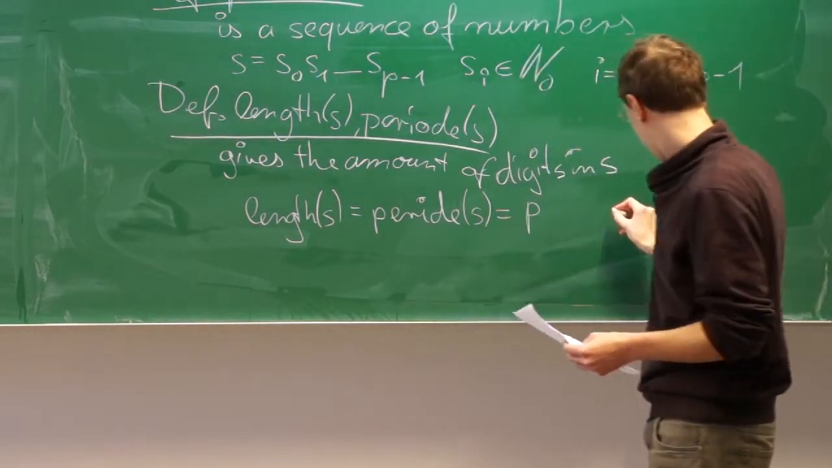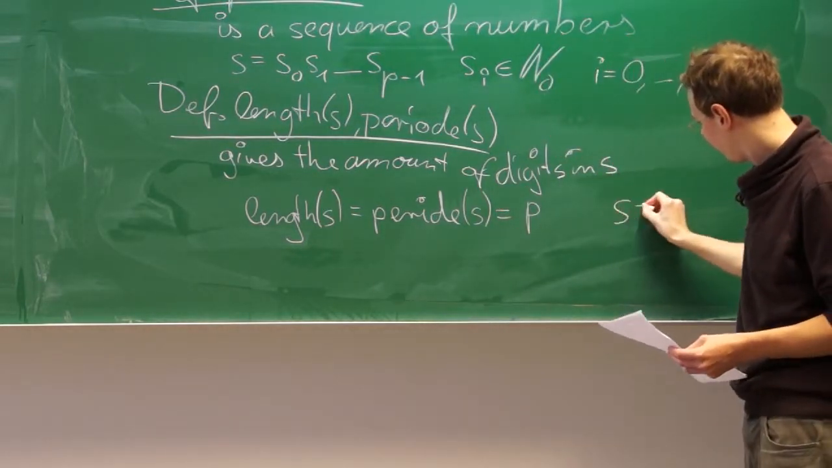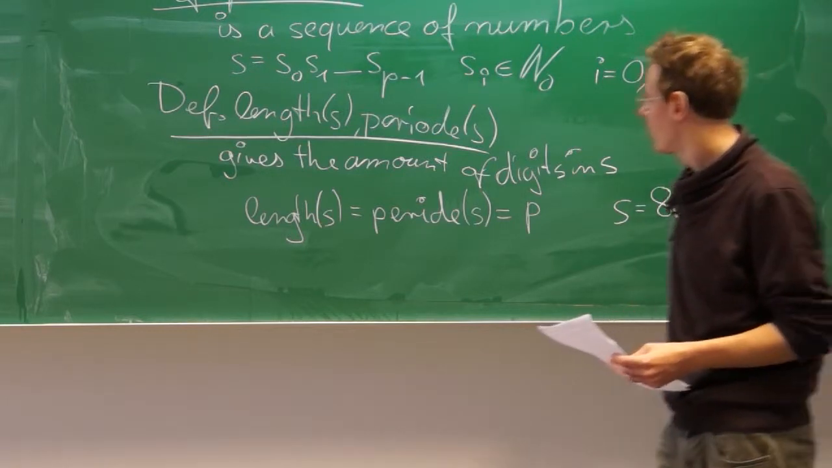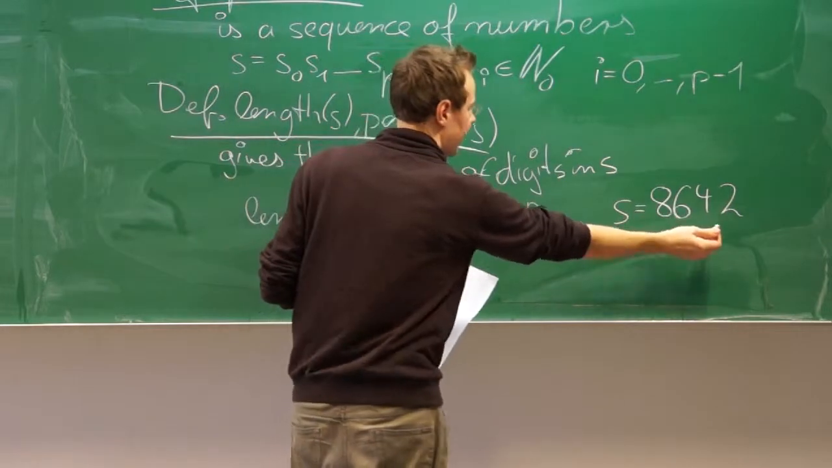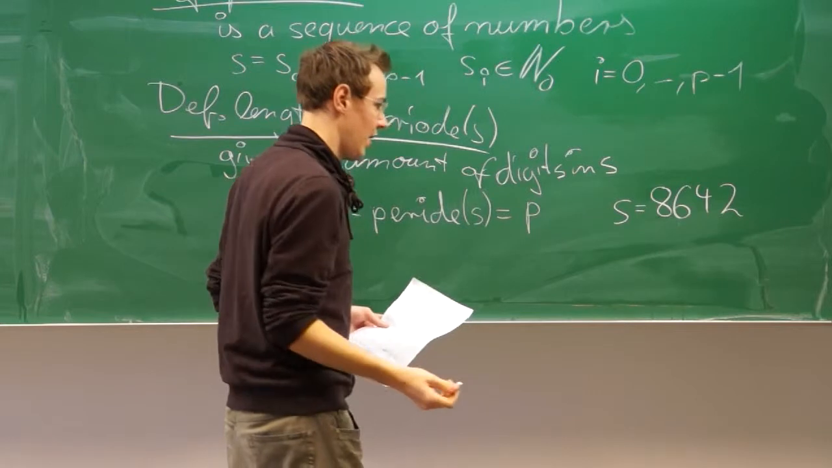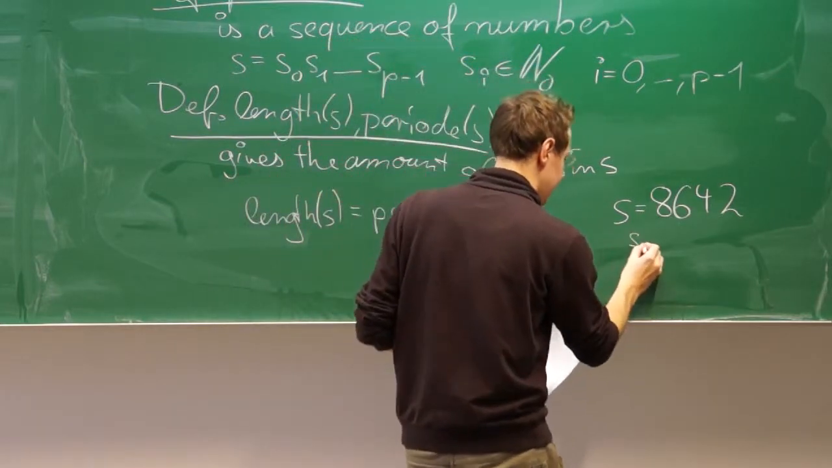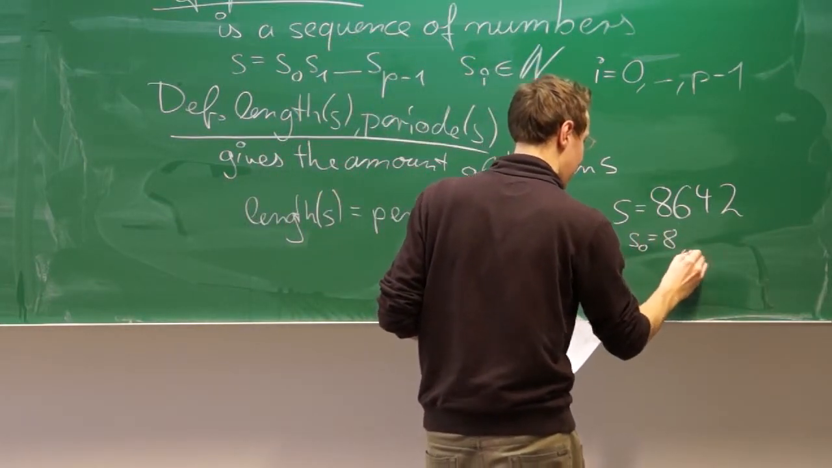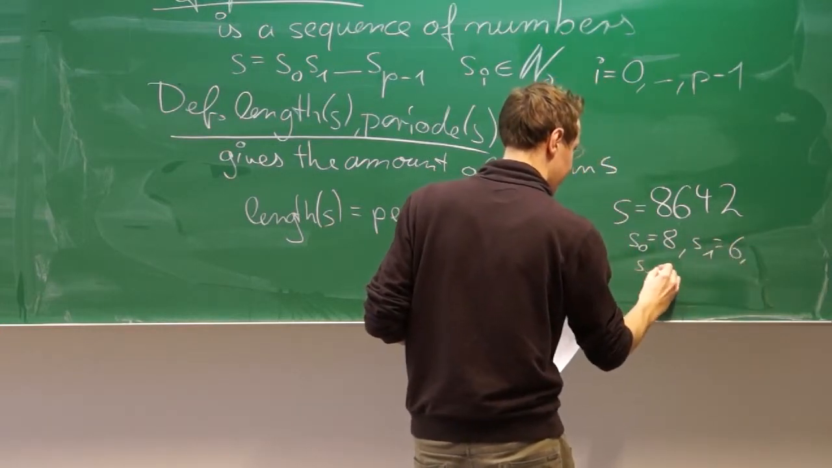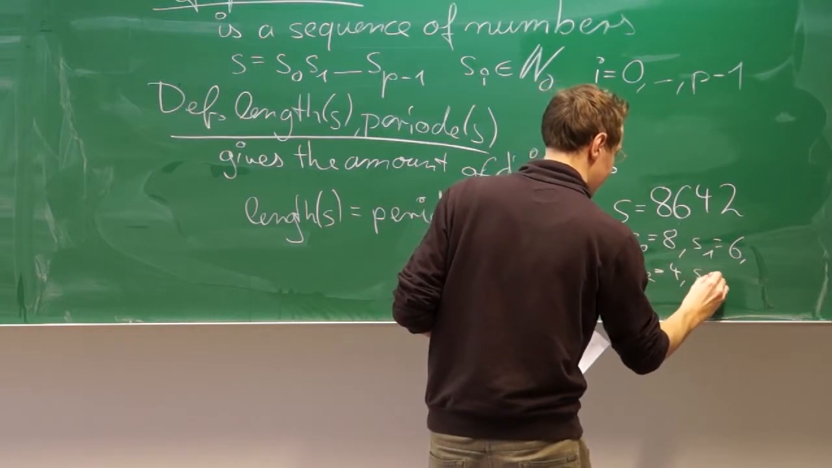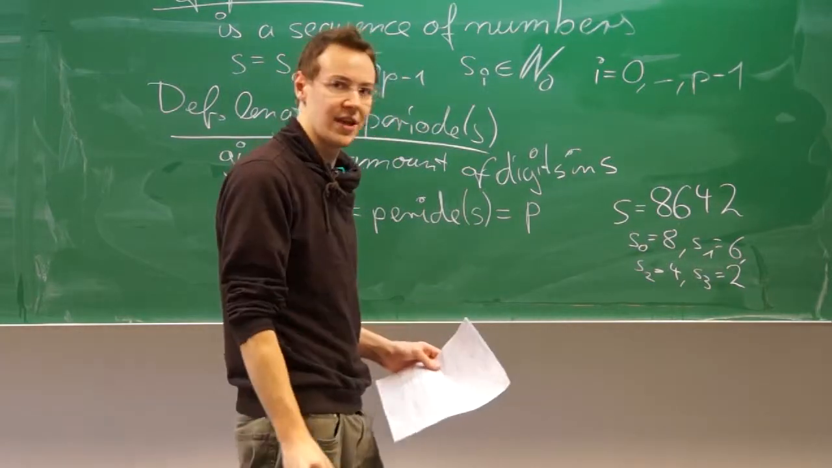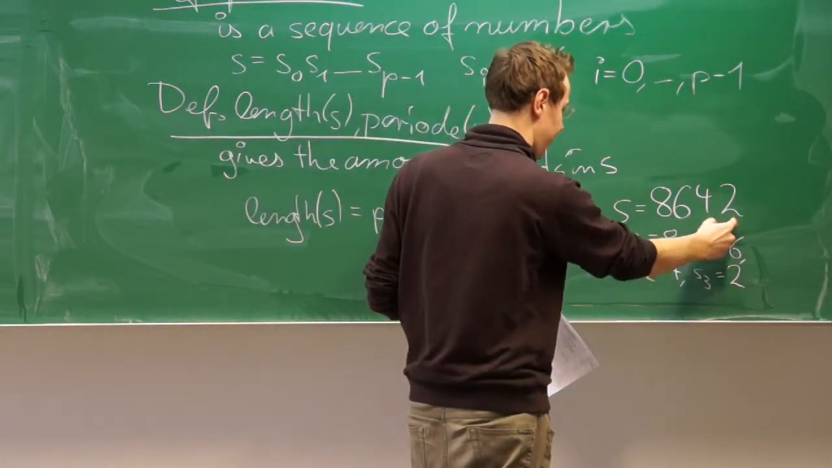Because if I got the pattern, for example, 8, 6, 4, 2, it's a pattern, right? Everything comes out of the natural numbers. So this first one is an 8, then a 6, and a 4, then a 2. So index 0 is 8, index 1 is 6, index 2 is 4, and index 3 will be the last digit. And my period is the length, so I just count 1, 2, 3, 4.